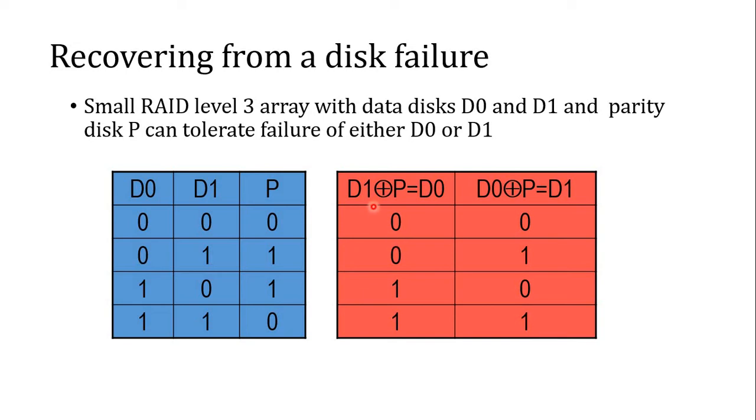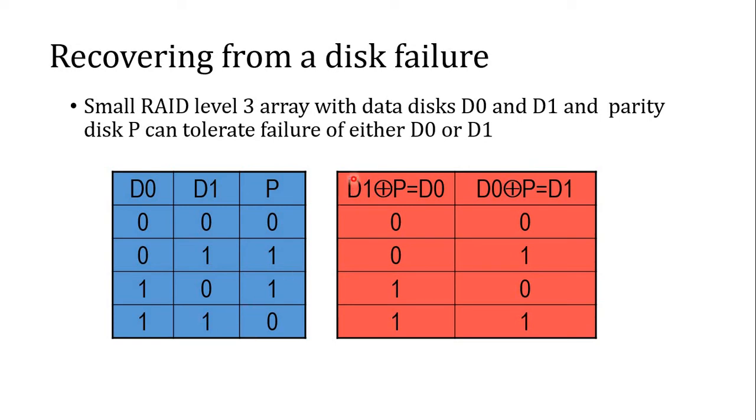In a RAID level 3 array, suppose we have disks D0 and D1. D0 is a disk having some data 0 0 1 1, and D1 is another disk having the data 0 1 0 1. It also has a parity disk P, which keeps the parity of D0 and D1. So it has 0 for 0 0, 1 for 0 1, 1 for 1 0, and 0 for 1 1.